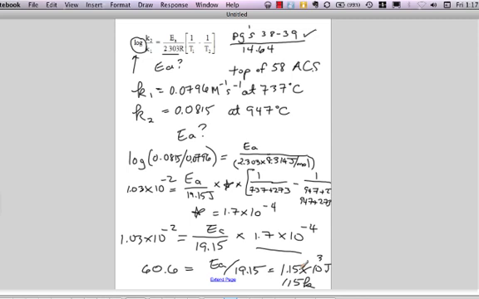It doesn't seem right. Hold on. It should be 1.15 kilojoules.